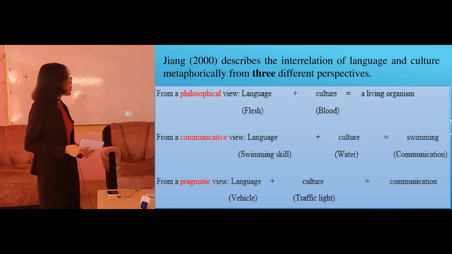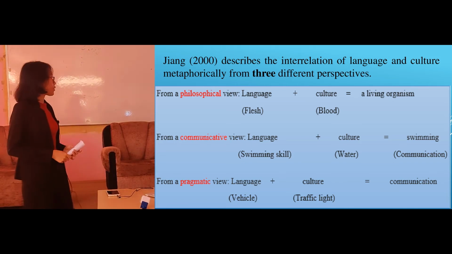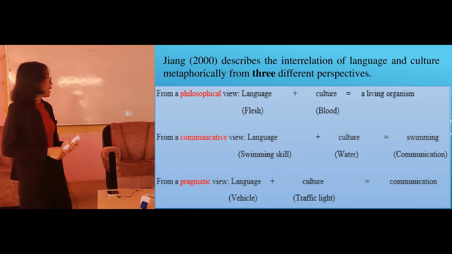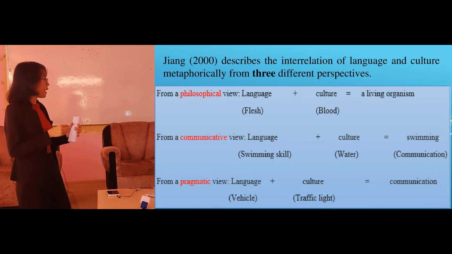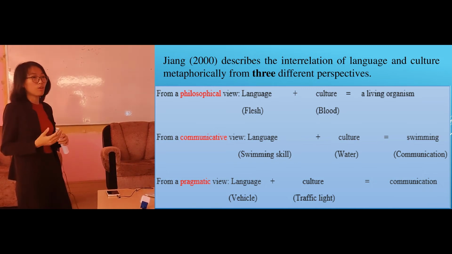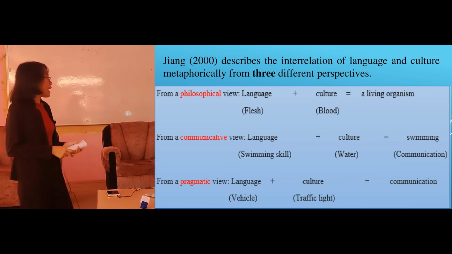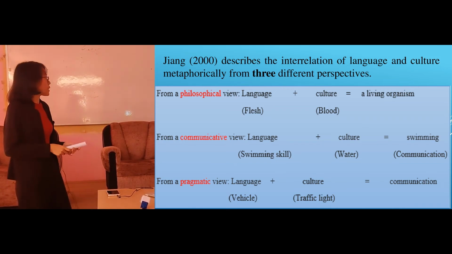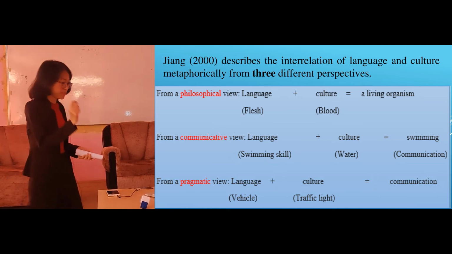The final view is from the pragmatic view. Here, communication is like transportation, language is like a vehicle, and culture is like a traffic light. So language makes communication faster and easier, and culture regulates, sometimes promotes, and sometimes hinders communication.